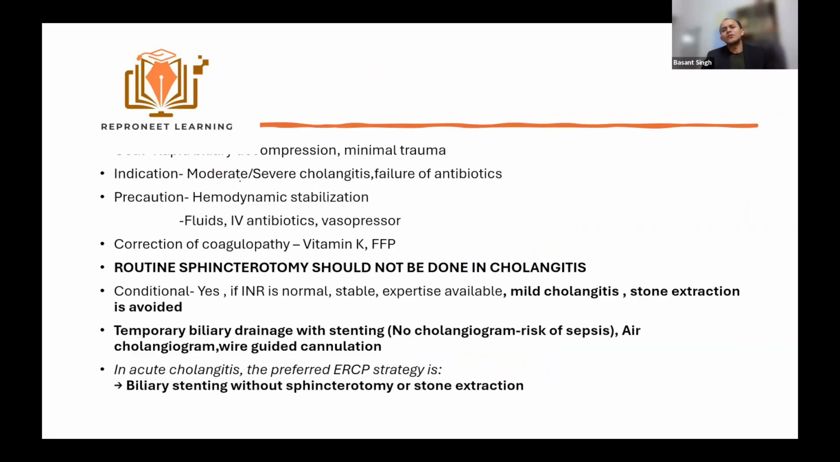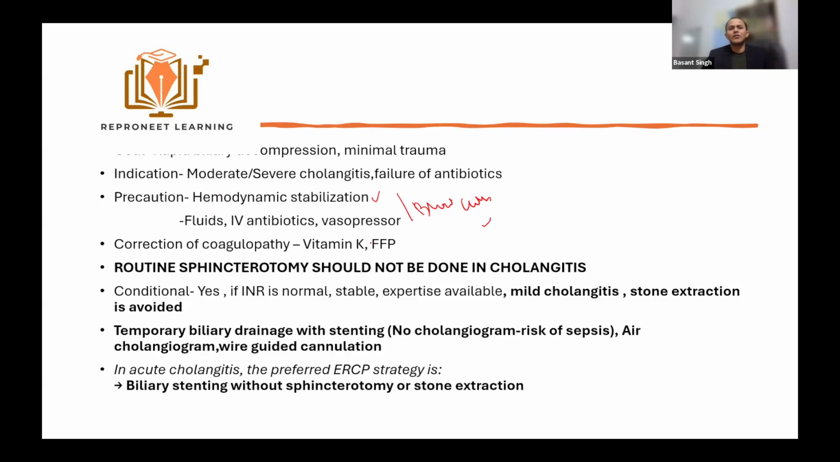Before ERCP also, you have to remember a few steps. You have to first give him IV fluids. Antibiotics are important. If the patient has hypotension, you have to start vasopressors as well. Correct the coagulopathy. If the patient has cholangitis, it doesn't mean that you just shift the patient for ERCP. We have to first do all these things: hemodynamic stabilization, fluids, antibiotics, vasopressors. Also send a blood culture before starting antibiotics.